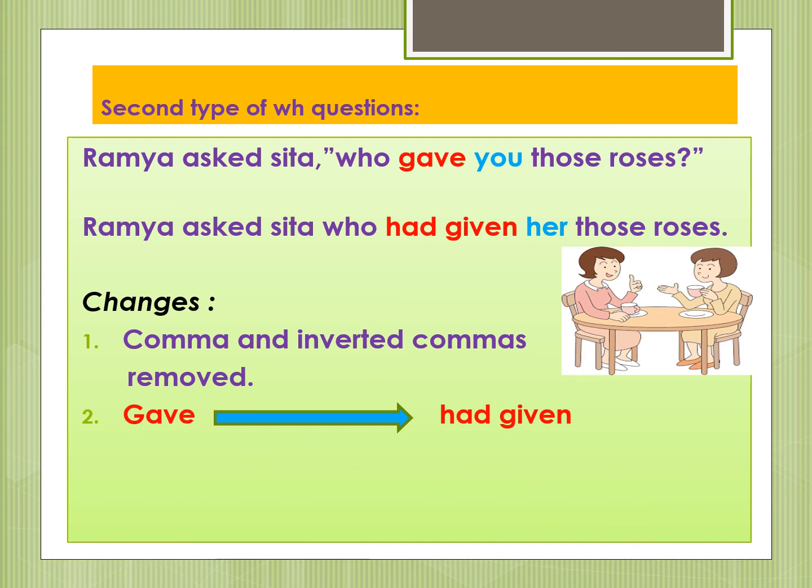the tense in the direct speech is changed. So what is the tense in the direct speech? Gave is the verb, so it is in simple past tense. So the simple past is changed to past perfect. Gave is changed to had given. Next change: there is a change in pronoun also. The pronoun you is changed to her.